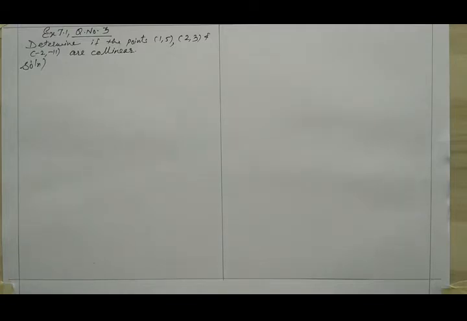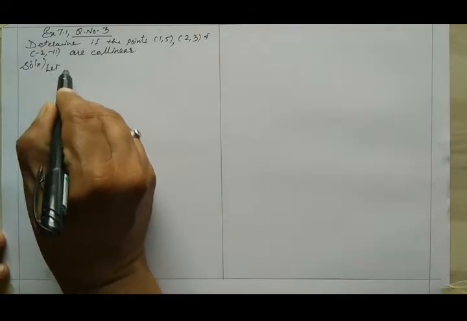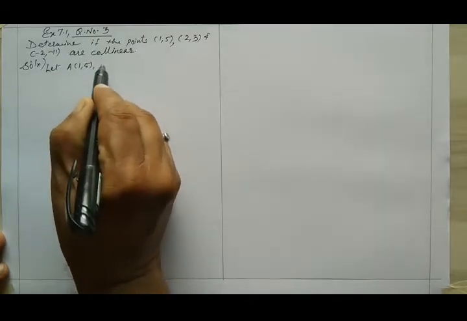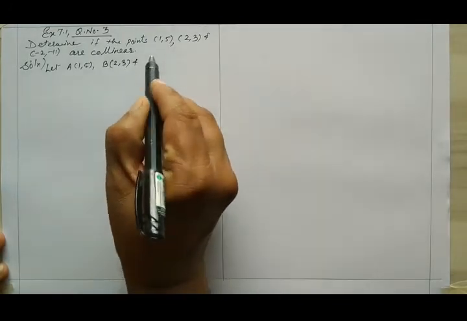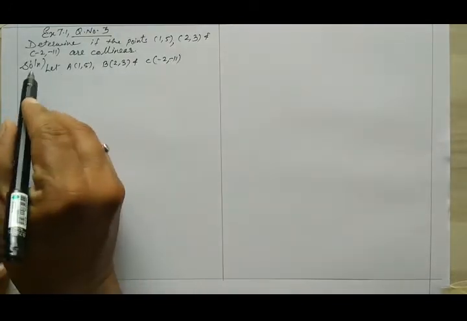Students, we will now see question number 3 of exercise 7.1. Okay, so what is that? Determine if the points 1 comma 5, 2 comma 3 and minus 2 comma minus 11 are collinear. So let A be 1 comma 5, B 2 comma 3 and C minus 2 comma minus 11.